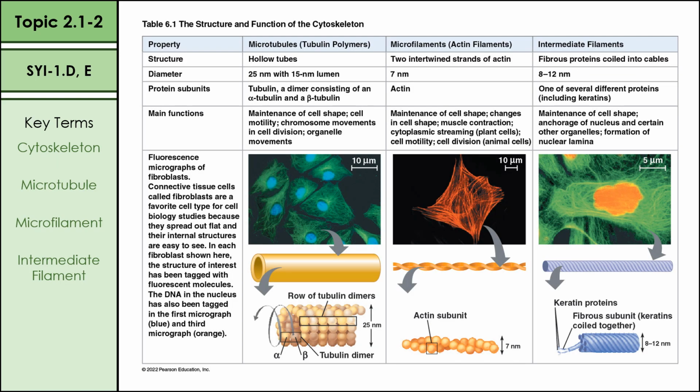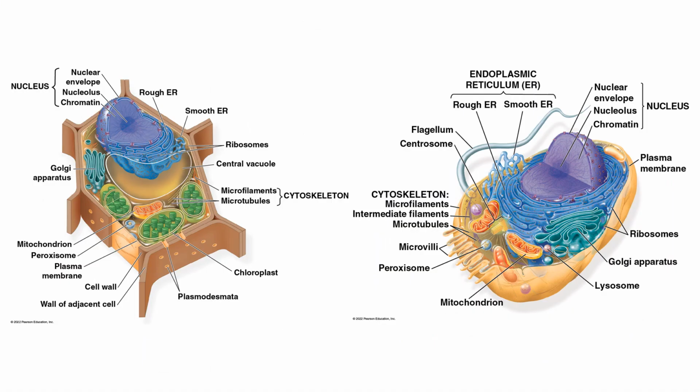So here is a diagram from the textbook that gets into a little bit more detail, shows some of the subunits that these are made out of and their varying diameters. And one more figure from the textbook. This is our two eukaryotic types of cells, plant cells and animal cells. These will be the ones that we use as the model cells.